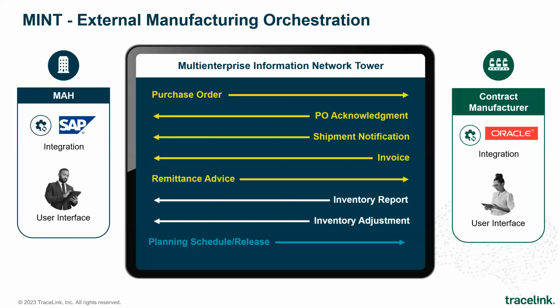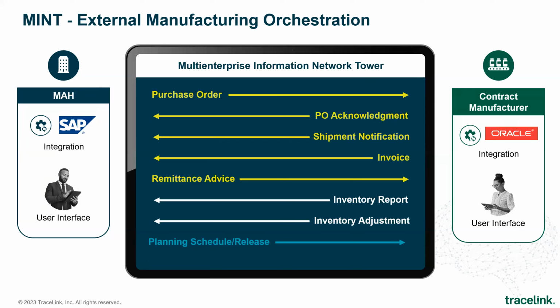And so I'm just going to give you a couple examples of what we're calling orchestrations, which is a set of business processes between two types of partners. So this is an example of an external manufacturing orchestration where you have an MAH on one side, maybe they have SAP, and a CMO on the other side, maybe they have Oracle, right? And these are all different types of data that they're exchanging on a regular basis, most likely today through things like email and spreadsheets, maybe PDF files.